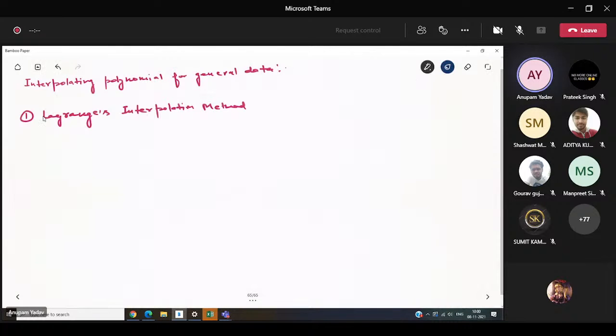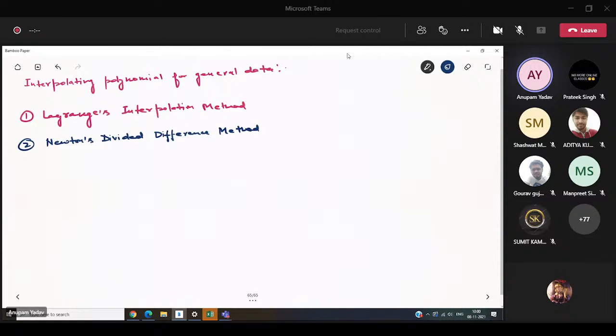And another one is Newton's divided difference method. Okay, so first let's deal with this Lagrange interpolation, then we'll focus on Newton's divided difference method.